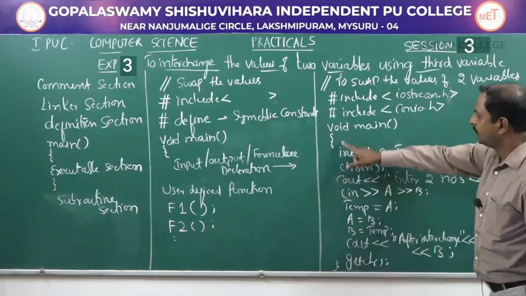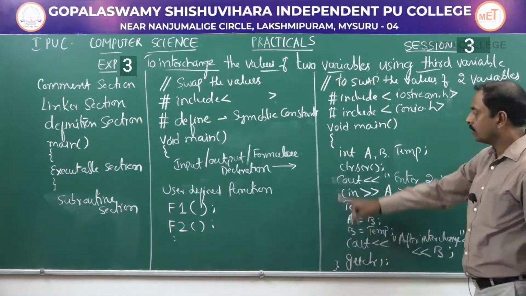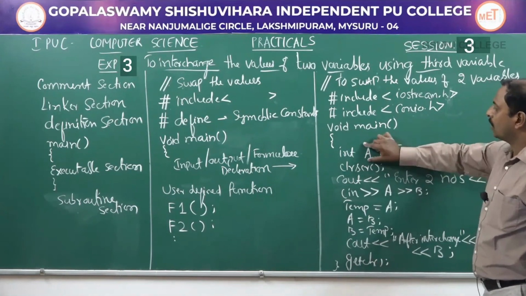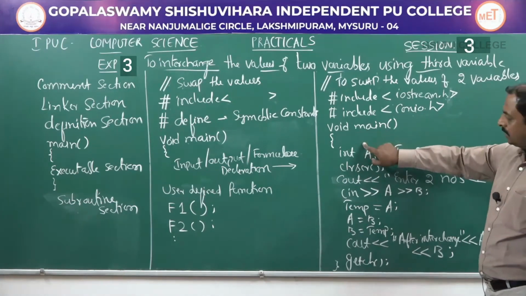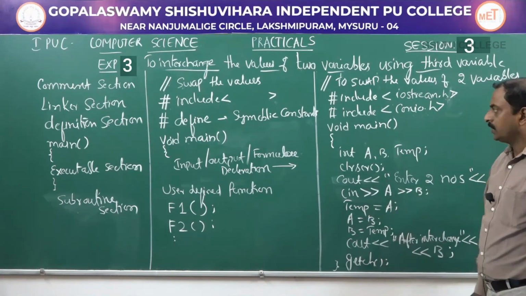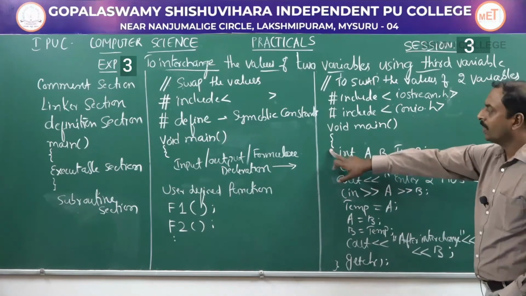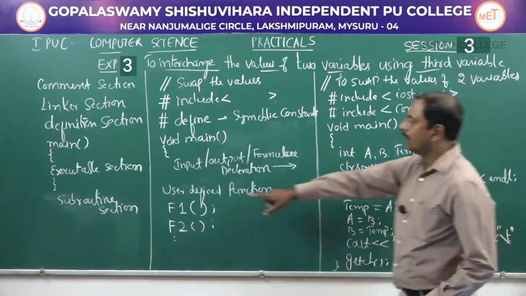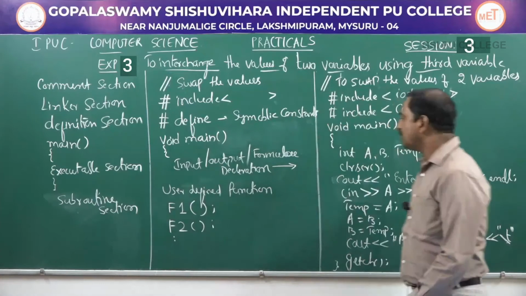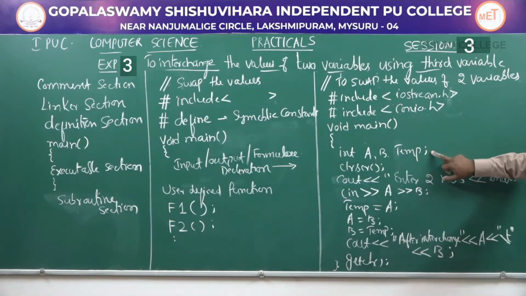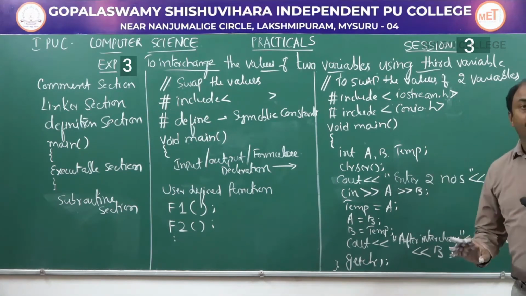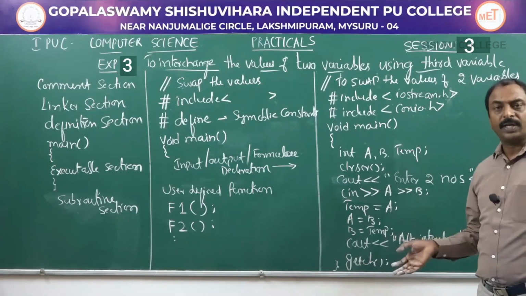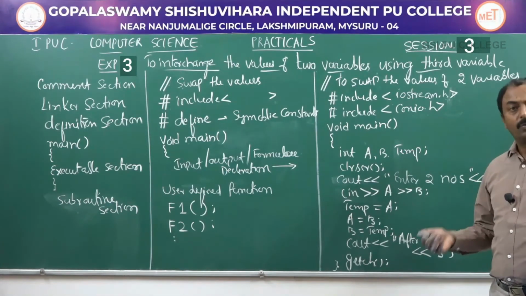These are called the executable section and executable statements. These statements are executed by the compiler in order, one by one. So we open the braces here. Inside the executable section, the first one is called the declaration section. Declaration means we have to declare the variables required for our program.